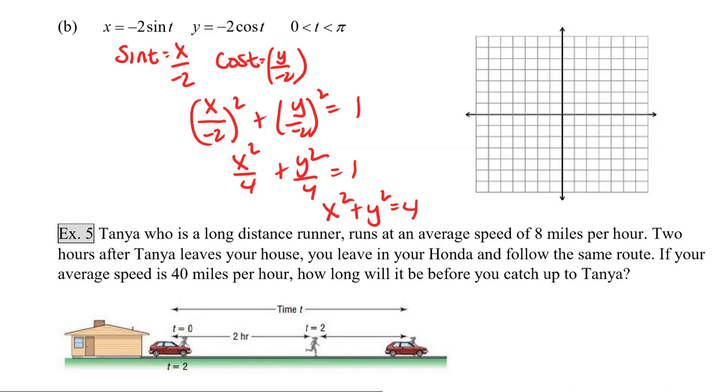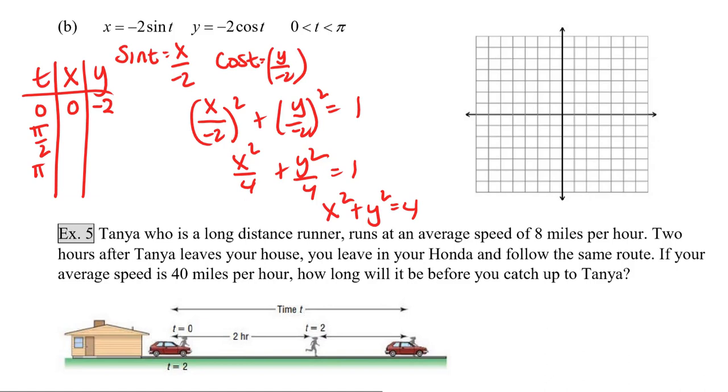So I've got t, x, and y. I'm going to plug in 0, pi over 2, and pi. But this time, when I plug in a 0 into x, I'm actually going to get 0. And if I plug a 0 into y, I'm going to get negative 2. If I plug in a pi over 2 in for x, I am going to get -2, and if I plug pi over 2 in for y, I'm going to get 0. And then if I plug pi in for x, I'm going to get 0, and for y, I'm going to get +2.